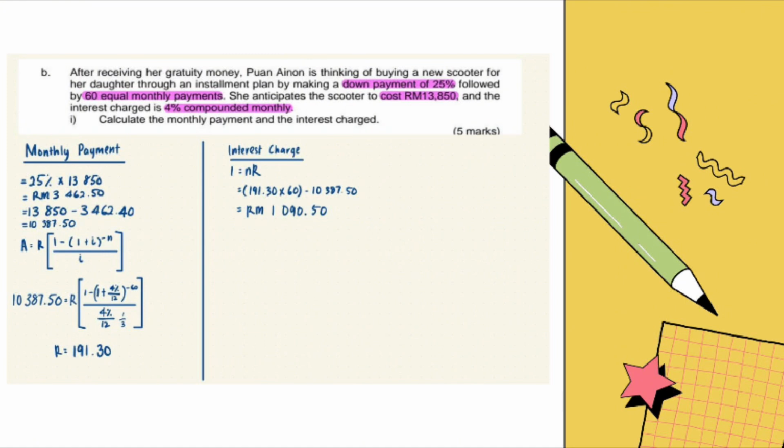Next, we use the formula A equals R open bracket 1 minus 1 plus i, the power of negative n, divided by i close bracket. So 10,387.50 equals R open bracket 1 minus 1 plus 4% over 12, the power of negative 16, divided by 4% over 12 close bracket. So the answer is 191.30. For the interest charge, we use the formula I equals nR. The answer is open bracket 191.30 times 16 close bracket minus 10,387.50. So the answer is RM1,090.50.